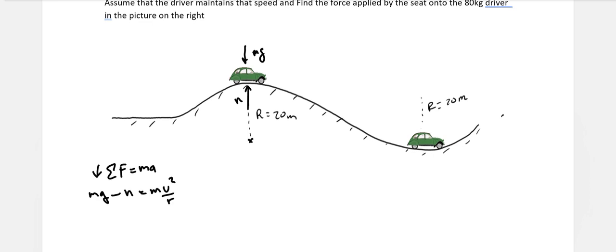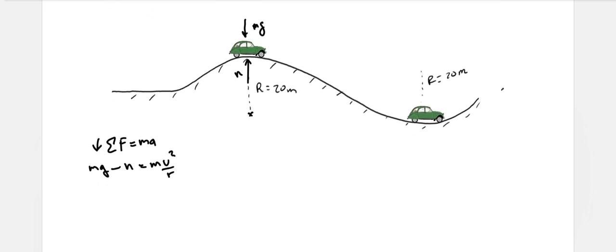Now, this equation is good for all speeds. What you have to realize is the faster the car is moving, the less and less that normal is going to be, because the car has a tendency to turn into a projectile type of problem. So at the instant the car goes off the road, the normal goes to 0.